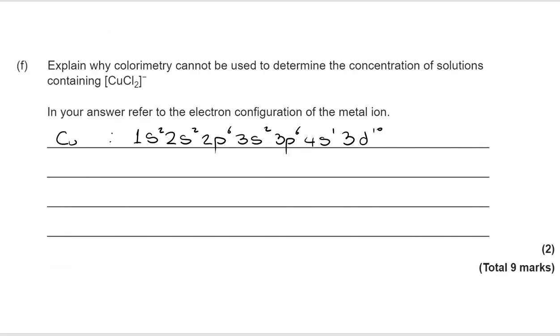On to F, and we want to know why colorimetry cannot be used to determine the concentration of solutions containing CuCl2-. Well, let's start off by writing out the electron configuration for copper, remembering the copper chromium anomaly, where one of the electrons shifts and we end up with 4s1 and 3d10 rather than 4s2, 3d9. But in CuCl2-, we have a copper +1 ion, so we lose 1 electron, and we're going to lose 4s before we lose 3d.